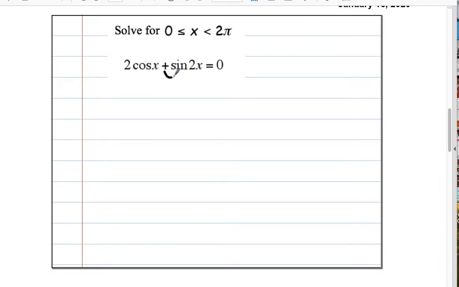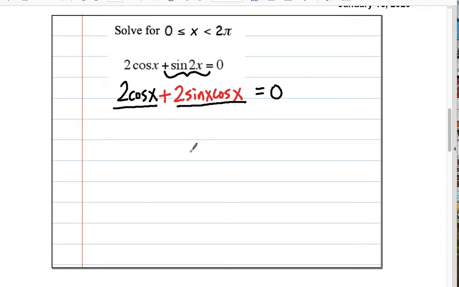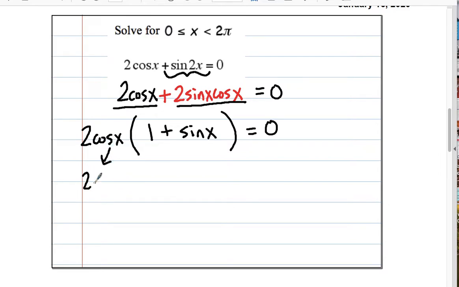So what we might want to consider is replacing this sine 2x with the new identity that we're learning about. So we could replace it with a 2 sine x cosine x. And now I know that that does not make us have one trig function. We still have sines and cosines, but this term has a 2 cosine x, and this term also has a 2 cosine x. So we can factor out a 2 cosine x, and we would be left with 1 plus sine x when you factor out a 2 cosine x. And now that we've factored, we can set each factor equal to 0 and solve.